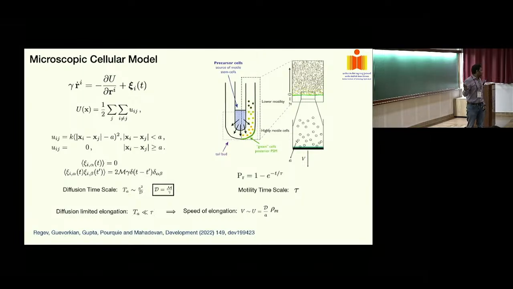That changes with time. At the beginning, when a new cell enters, it has a motility m, but this motility decays with time exponentially. Yes, in this form. It goes to a very small value.